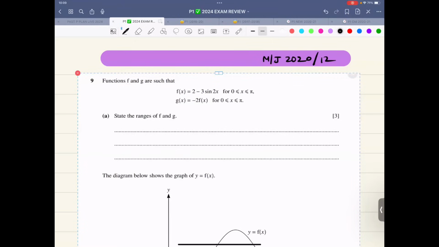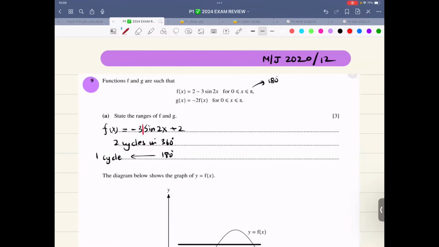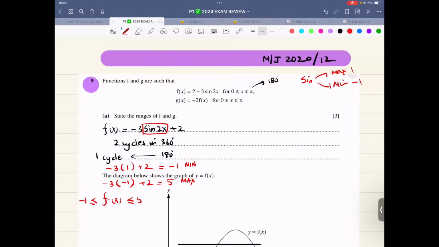Now, the next thing is the value of sine, or for that matter, cosine. The maximum value is 1. The minimum value is -1. So therefore, -3 into 1 plus 2 comes out to be -1, and -3 into -1 plus 2, that is 3 plus 2, is 5. Therefore, -1 is the minimum and 5 is the max. That is the first thing. Let me write over here, the range of f(x) is between -1 and +5. That's the answer for this.